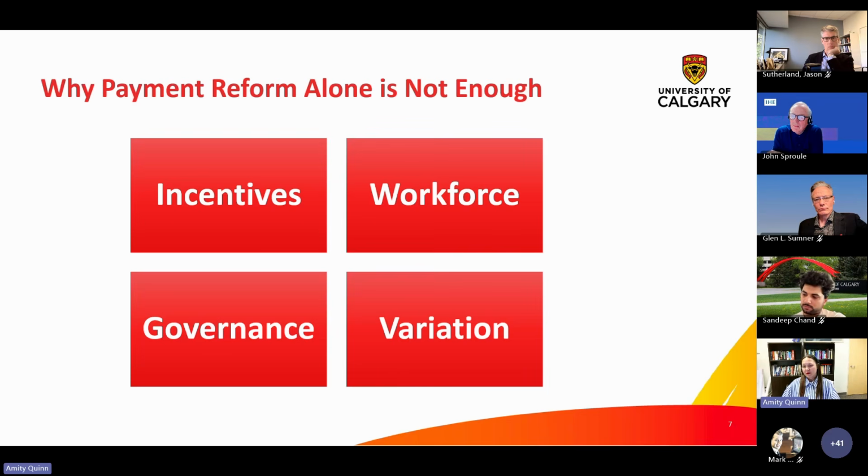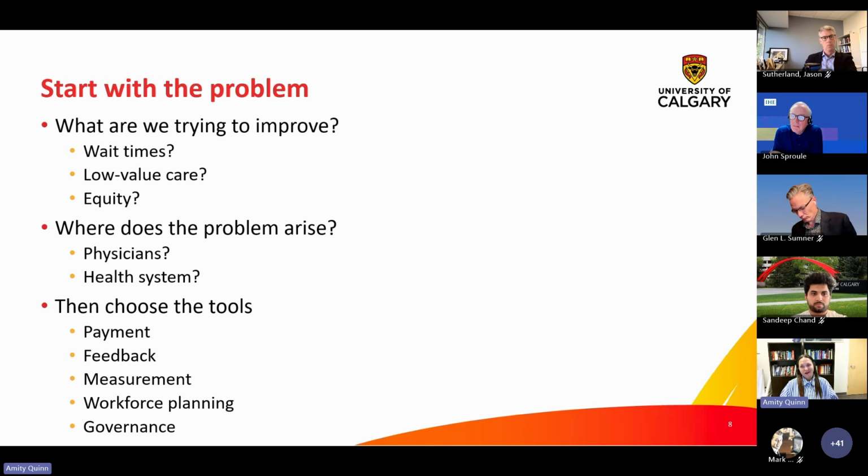So I'd be cautious about viewing payment reform as the solution to broader system challenges. Improving care requires a combination of incentives, workforce planning, accountability, performance measurement, and feedback. So payment matters, but it operates within a much larger system. So where does that leave us?